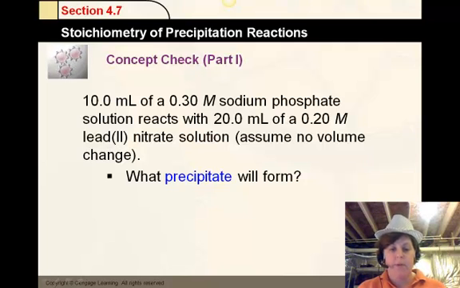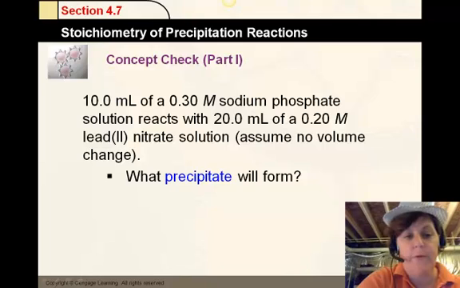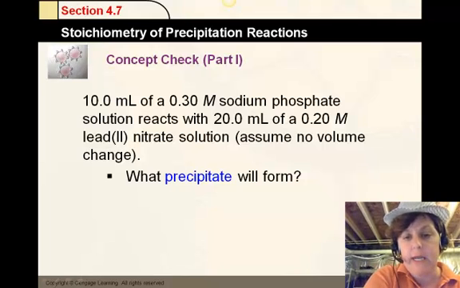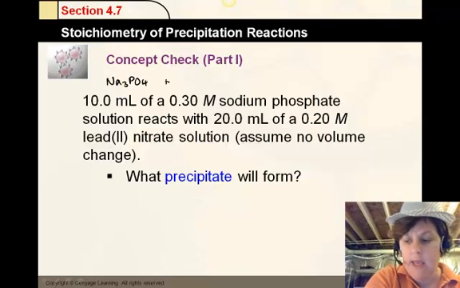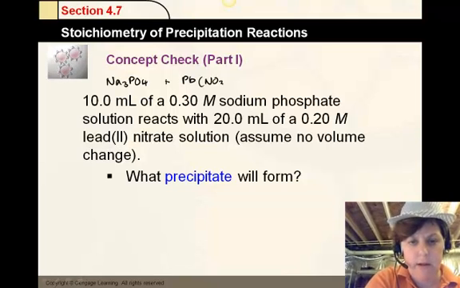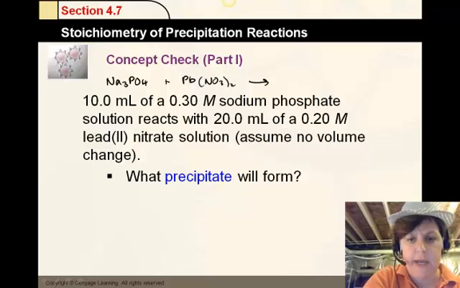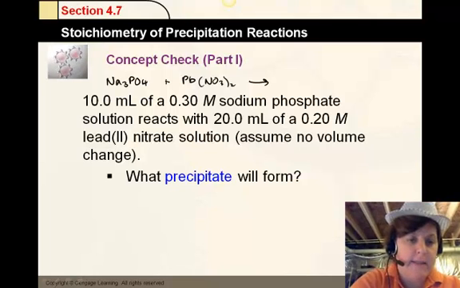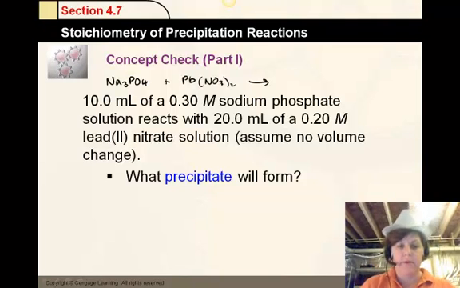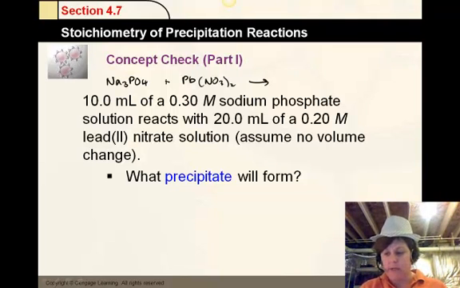What precipitate will form? So we have to go back to our rules, and I'm going to write the compounds out because we're going to need it. So sodium phosphate is Na3PO4, and the other is lead nitrate. So those are the two reactants. Now, in a double replacement reaction, of course, the two ions that would be on the ends react with each other, and the two on the inside react with each other.